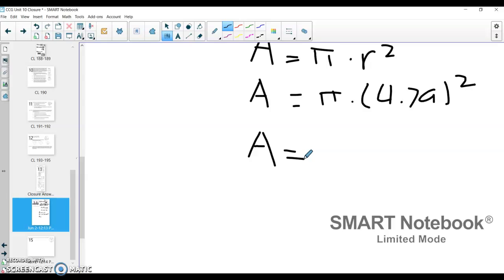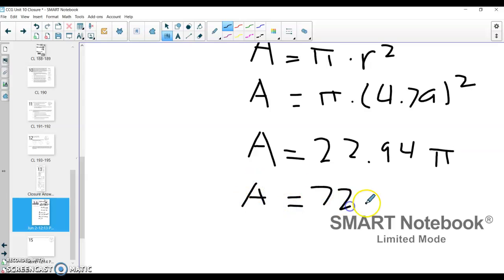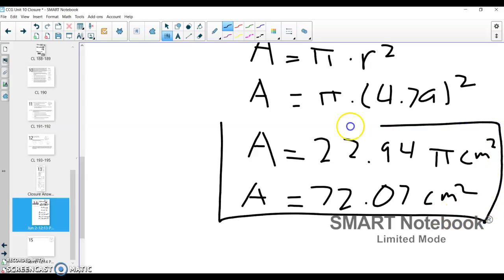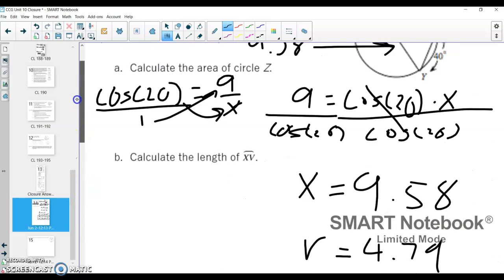There are 2 ways you could write this as an answer. 4.79 squared gives me 22.94 pi, so you could write it like that. Or you could say 22.94 times pi, which is the same thing as 72.07 if you wanted to write it as just a decimal. Both of these are centimeters squared because it's an area. And so right there would be your answer for part A.